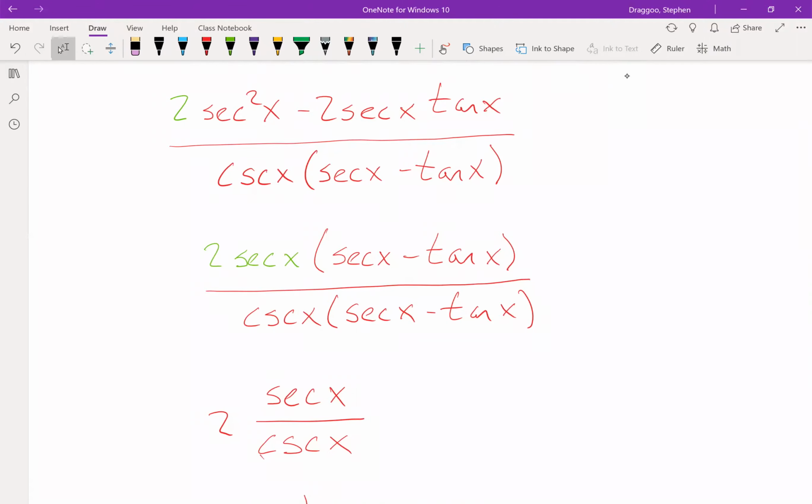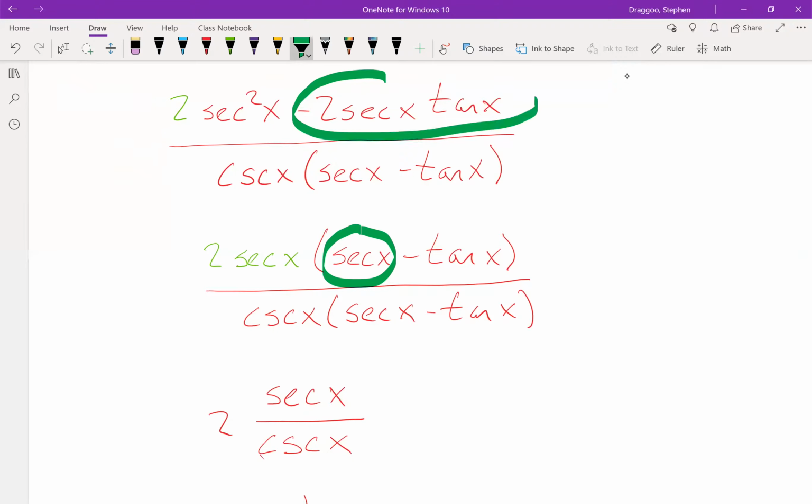Next, I've noticed that in my numerator, I have a factor of secant in every term. In fact, I have a factor of 2 secant in every term. So I'm going to factor that out of each of my two terms. If I factor 2 secant out of 2 secant squared, I am left only with secant. And if I factor 2 secant out of negative 2 secant tangent, I am left with only tangent.